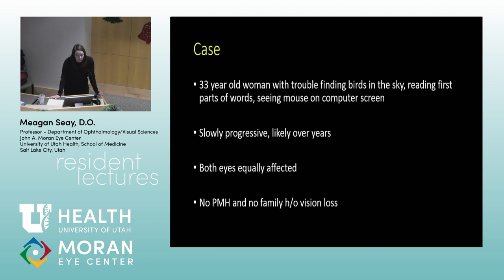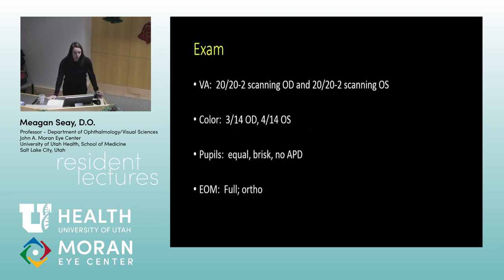So another case, a 33-year-old woman. She came in reporting trouble finding birds in the sky, reading the first parts of words, seeing the mouse on a computer screen. It's been slowly progressive, probably over years, but she was unsure. Felt like it was in both eyes. No family history, no personal history of any vision problems. Her visual acuity was 20/20 in both eyes. Color was reduced in both eyes. Pupils were normal, no APD. Eye movements were full.